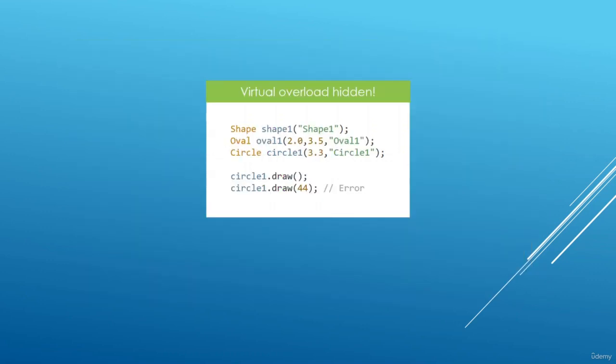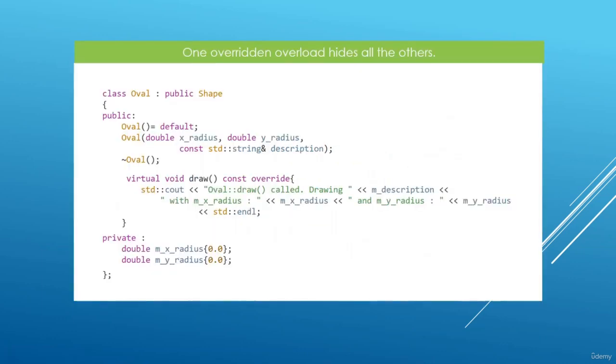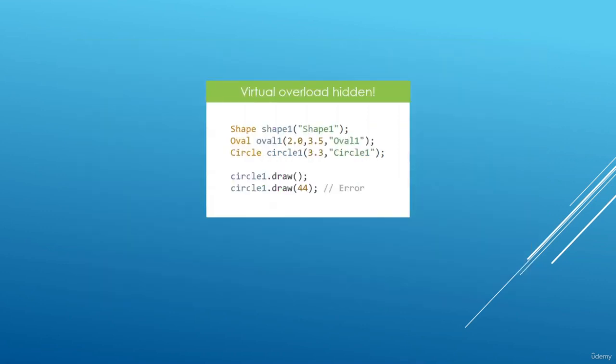So if we look at the example here, we're going to see that the draw call without a parameter is going to work because this is overridden in our oval class. But if we call the one which takes a parameter, this is going to be hidden at the oval level, and we won't have access to that in circle. And if we try to call this, we're going to get a compiler error. Again, the message is, if you override one overload of your virtual functions in the base class, all the other ones are going to be hidden, and you have no choice but to explicitly override them for them to be available and usable in downstream classes. This is the message I want to convey here.